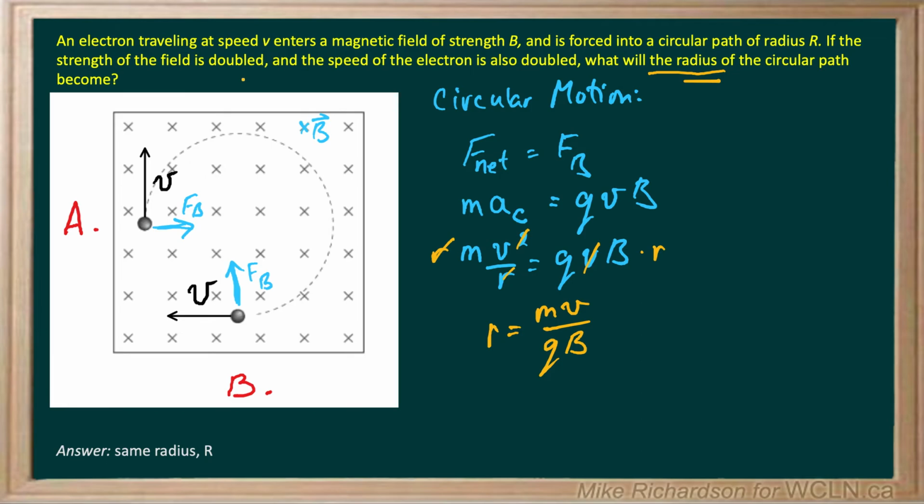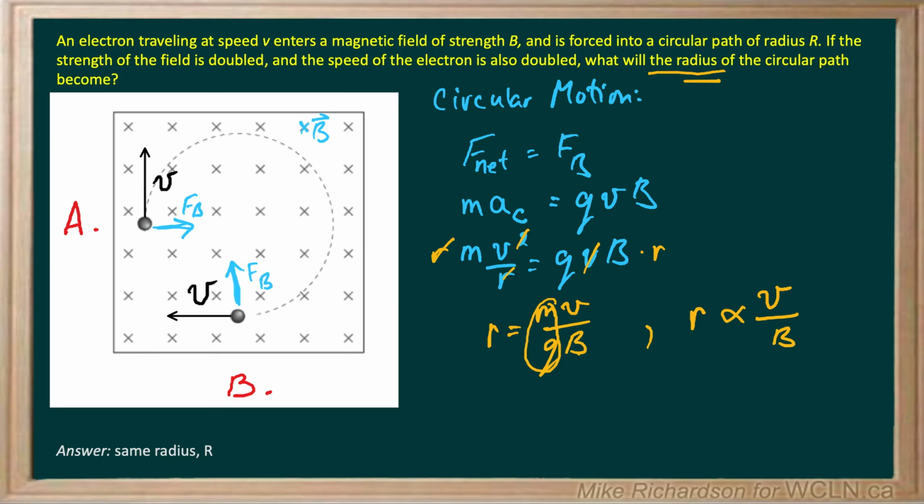Now, we're changing the strength of the magnetic field, so we're changing B, and we're changing the speed. We're leaving the mass and the charge of the electron constant. So really what's important is the relationship between the radius and velocity and magnetic field. And if you look at the equation, r is directly related to the velocity. So if I double the velocity, I double the radius. And inversely related to B. So if I double B, I halve the radius.